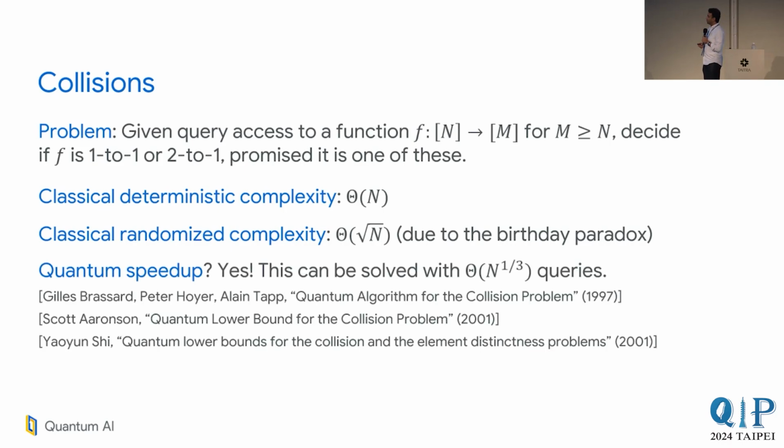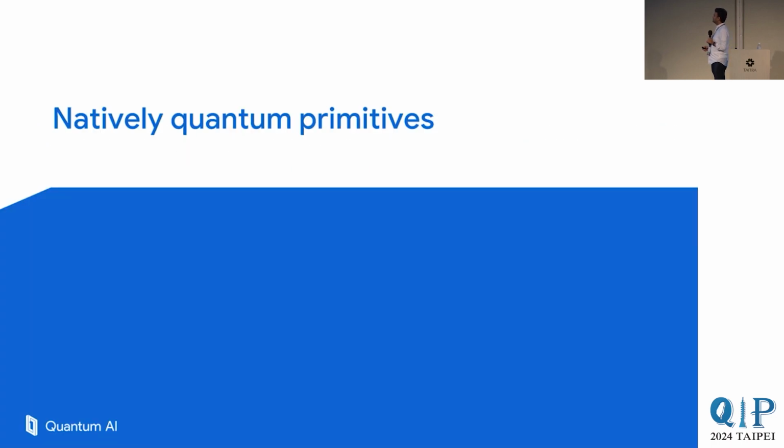You can actually do this in n to the 1/3. I don't know what people were thinking, but n, root n, and the next option is probably n to the 1/3. That kind of makes sense. It's called the collision algorithm. It was shown in a paper from 1997, and in fact, it's optimal. You can't do better than n to the 1/3, and that was shown in two other papers. Okay, cool. So that brings me to the end of the classical primitives that you can make quantum part of this talk.